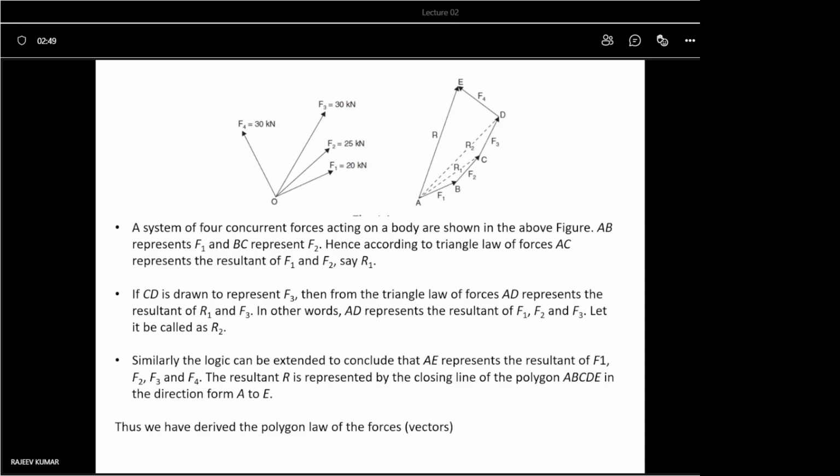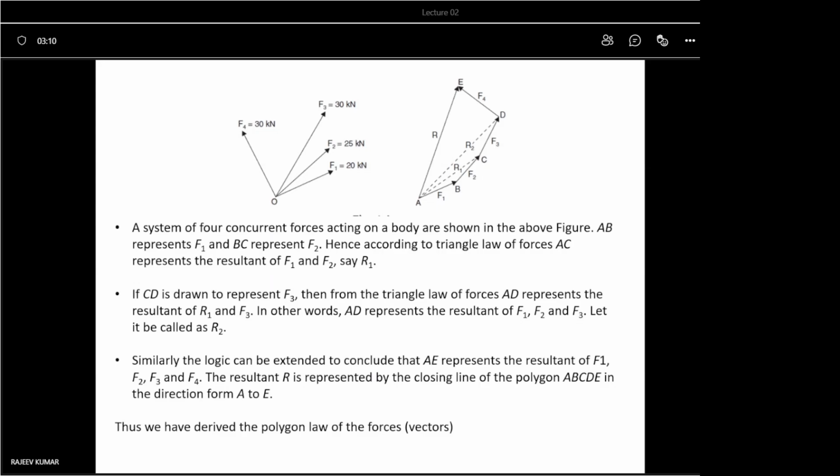Here F3 force is 30 Newton. You have assumed that 1 centimeter is equal to 5 Newton. So 6 centimeter represents the F3 force, and this will become CD. Again you measure it, again you cut it. This way you are going and you have reached that point E.